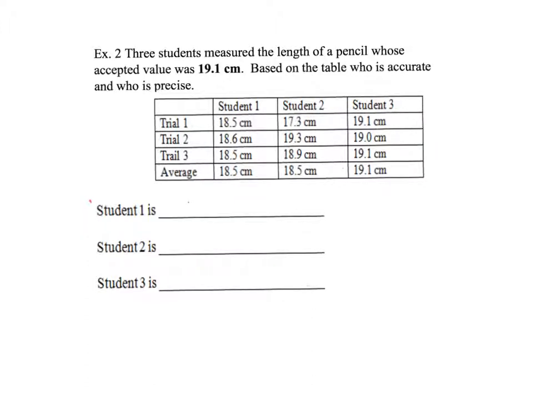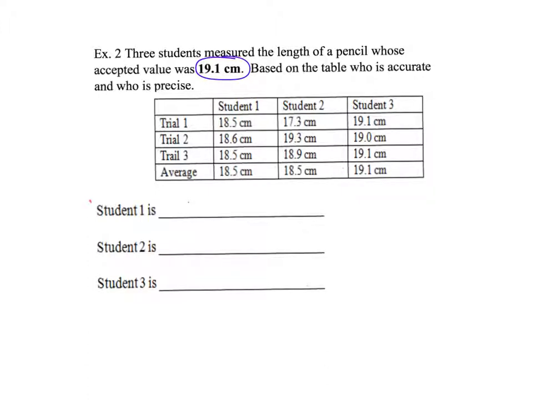So moving on, you guys have a little table of data right there, okay? In this little table of data, you have to look at these numbers, and I want you to tell me what you think they are. If you read this, it says 3 students measured the length of a pencil whose accepted value was 19.1 centimeters. Ooh. So if that's what we're trying to get to, that means if we're going to be accurate, we're going to be close to that number.